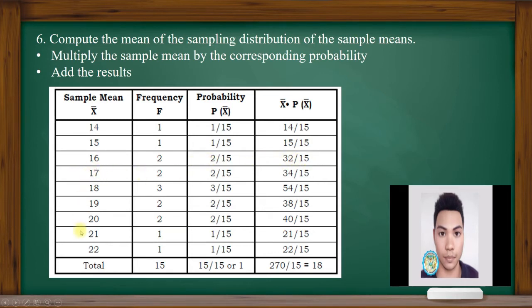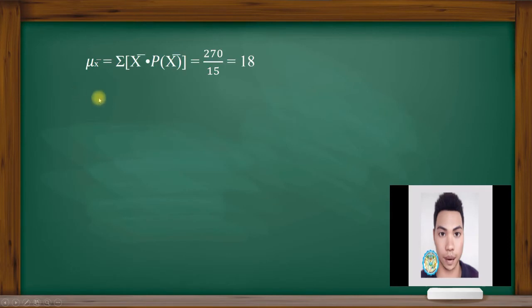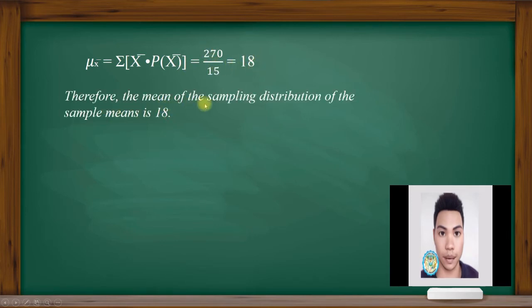We do the same for the rest. And then you just add the results. Since they have the same denominator, you just add the numerators. When you add these, the total is 270, over 15. So 270 over 15 is equal to 18. This is the formula for our mean of the sample means, which is the summation of the product of the sample mean times its probability. So 270 over 15 is equal to 18. Therefore, the mean of the sampling distribution of the sample means is 18.